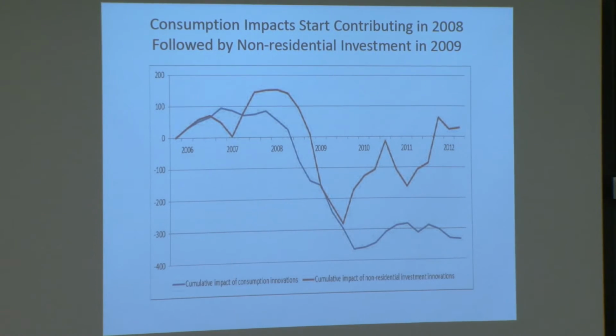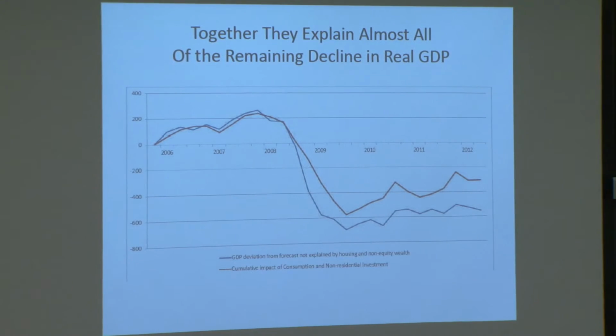If we then look at what's left, and that's what the blue line in this graph is, this is the unexplained component of GDP, not explained by housing or non-equity wealth innovations. Most of that is explained by consumption and non-residential investment. Actually, I'm sorry, I misspoke. The blue line is consumption, the cumulative impact of consumption innovations. The red line is the cumulative impact of investment innovations. And then if we look at the sum of those, and compare it with the unexplained component of GDP, it explains most of what's left.